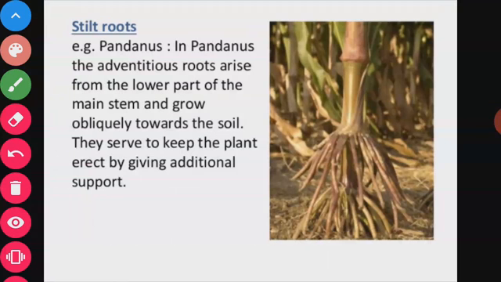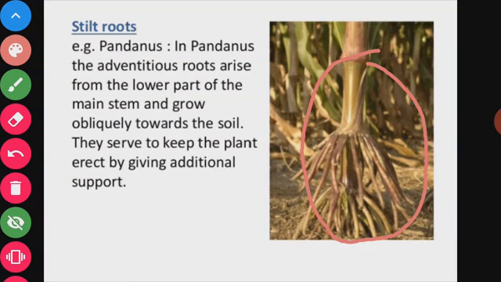Stilt roots. In plants like maize, there are also supporting roots. Those supporting roots come out of the stem. Those supporting roots coming out of the stems are called stilt roots. As you can see here in the diagram, this is a maize plant, from the stem of the plant.